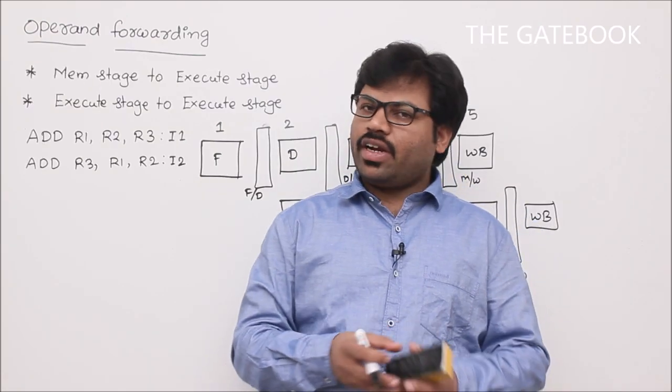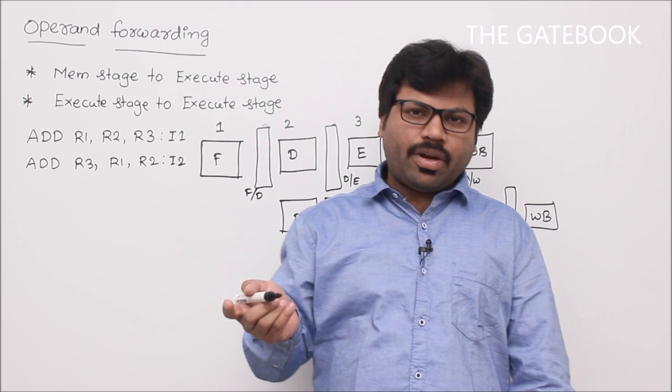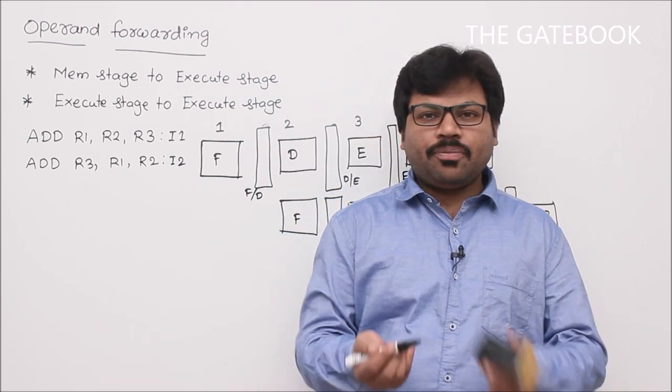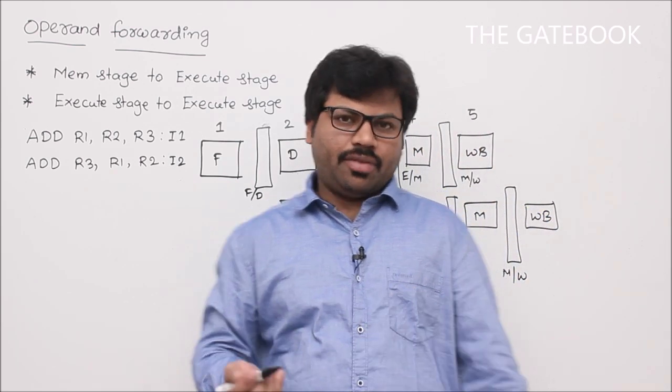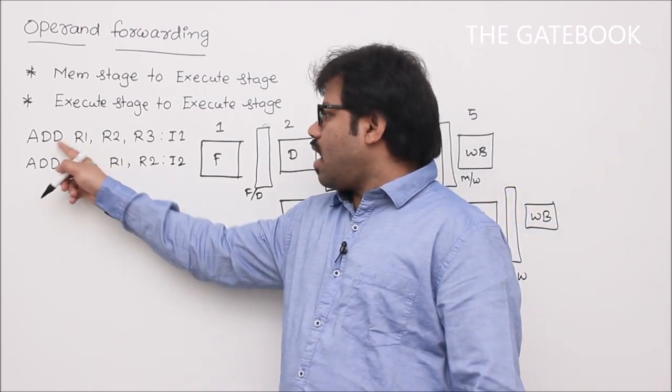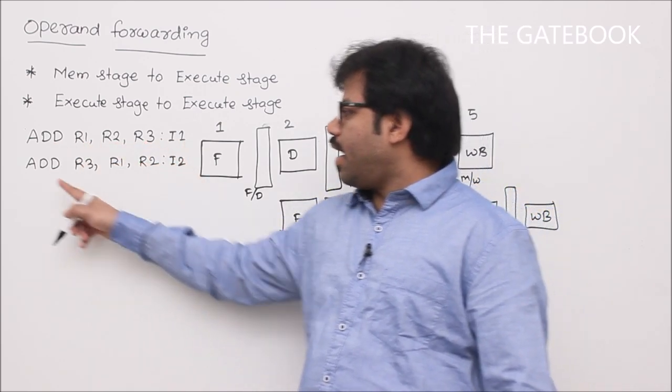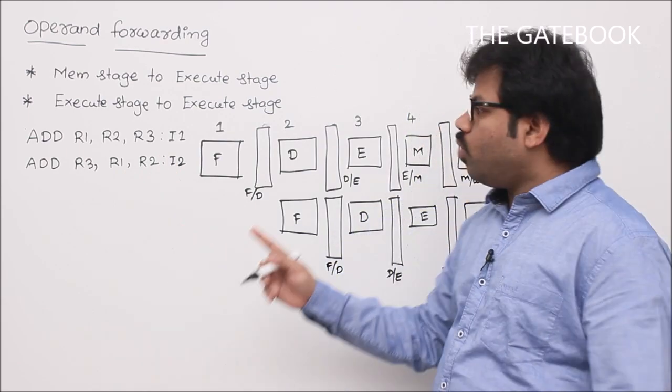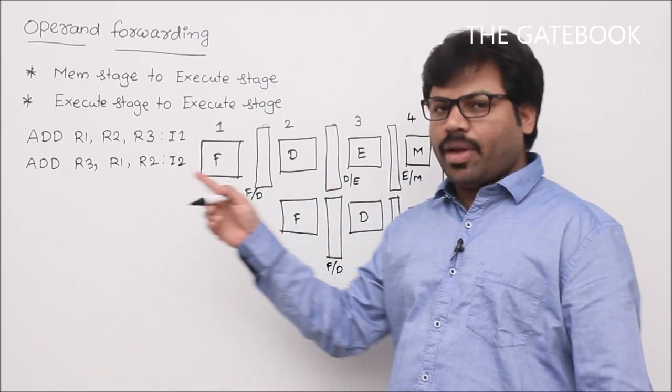Now we'll see operand forwarding details. Already we have seen how to do operand forwarding, right? But now we will see it in a clearer way. Example, let me take add R1, R2, R3 and add R3, R1, R2. Let me show what happens to these two instructions in the pipeline.